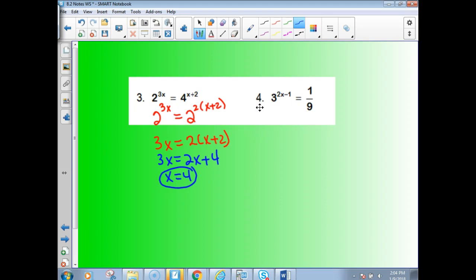Base on the left is a 3. So since this is already in base 3, I can't change a 3 into anything else, all right? I mean, I could, but I'm going to look over here now and say, can I change the 1/9 into the base of 3? Well, some people might not recognize that right away, but you do know that 9 is equivalent to 3 squared, right? So how could you make it be the reciprocal? 3 to the negative 1, that would be 1/3.